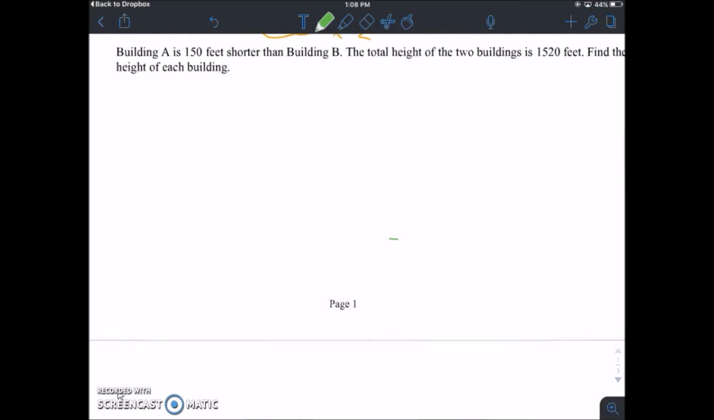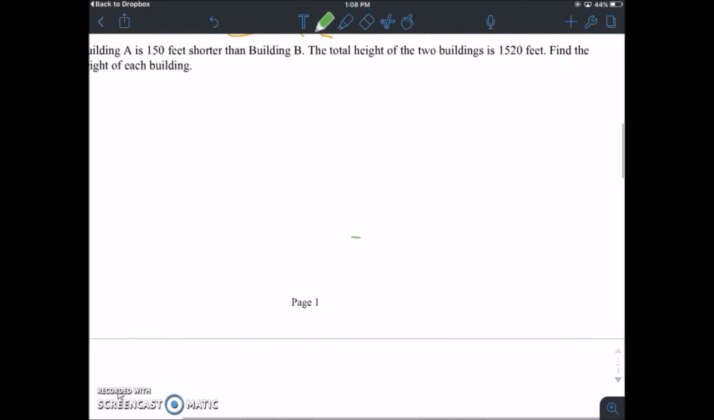The next one: building A is 150 feet shorter than building B. The total height of the 2 buildings is 1520. Find the height of each building.